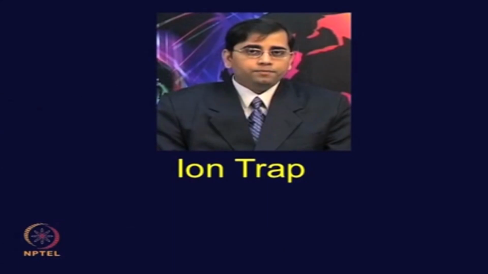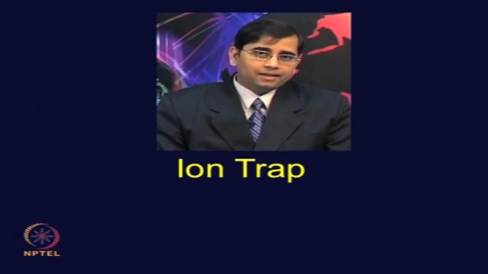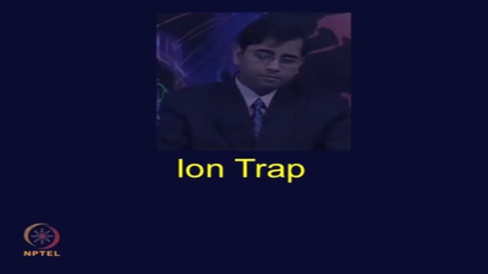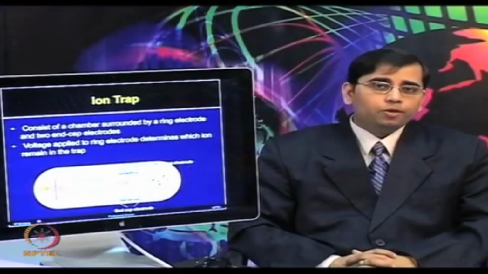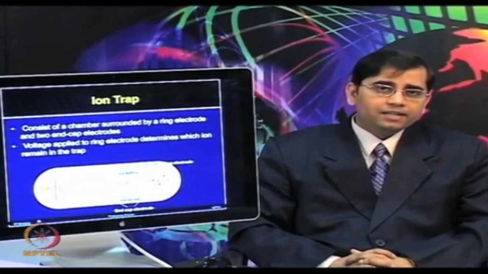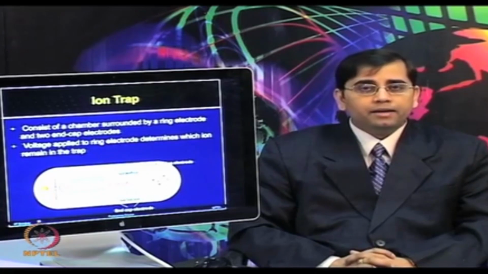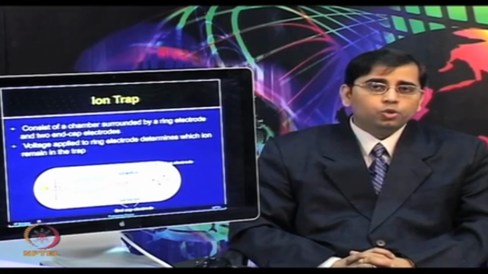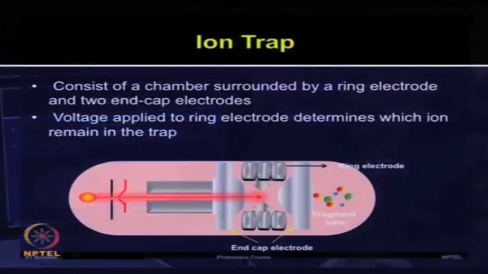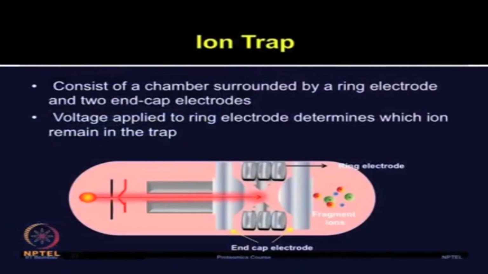Now, let us talk about another important mass analyzer, the ion trap. The ion trap traps ions using electrical fields, and it measures them by selectively ejecting them to a detector. It consists of a chamber which is surrounded by a ring electrode and 2 end cap electrodes, as you can see in this figure here.